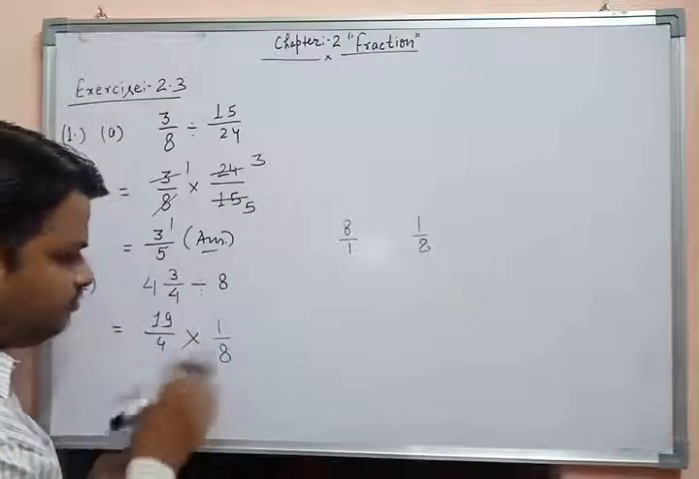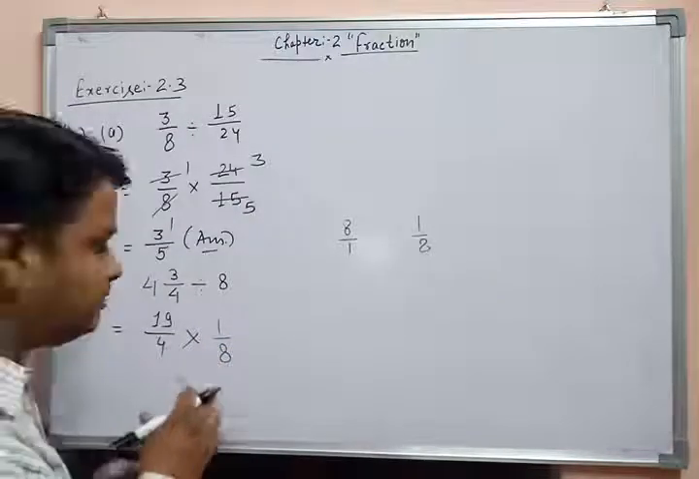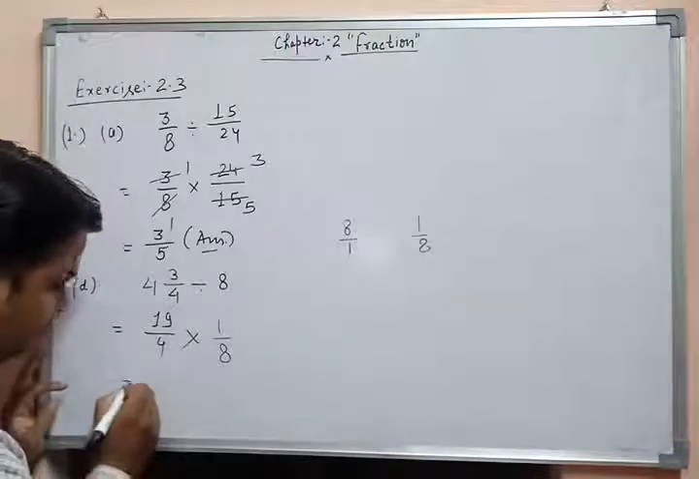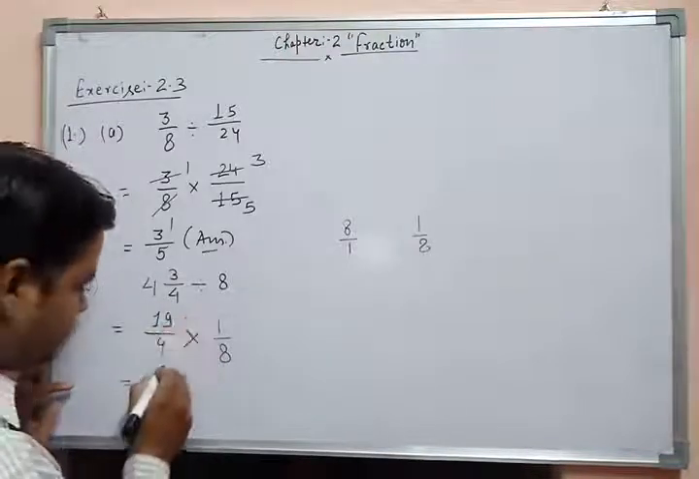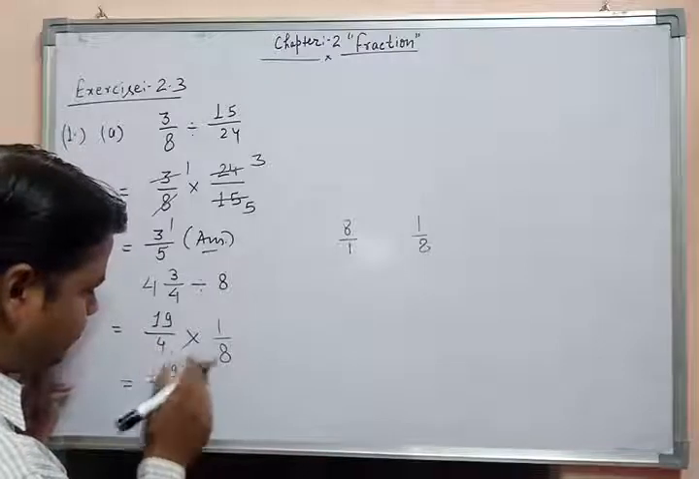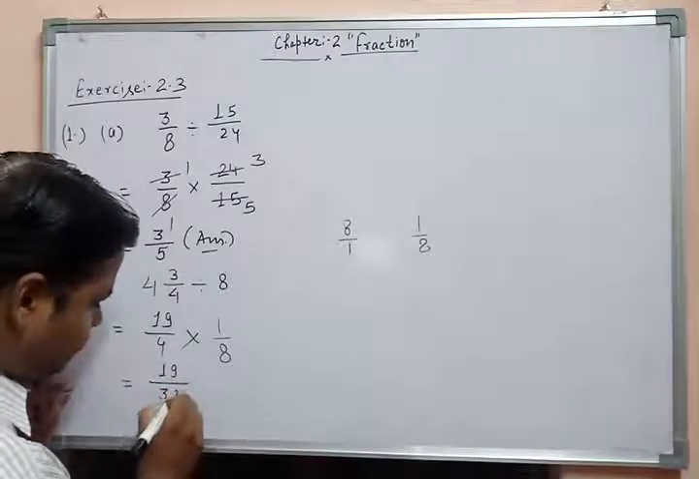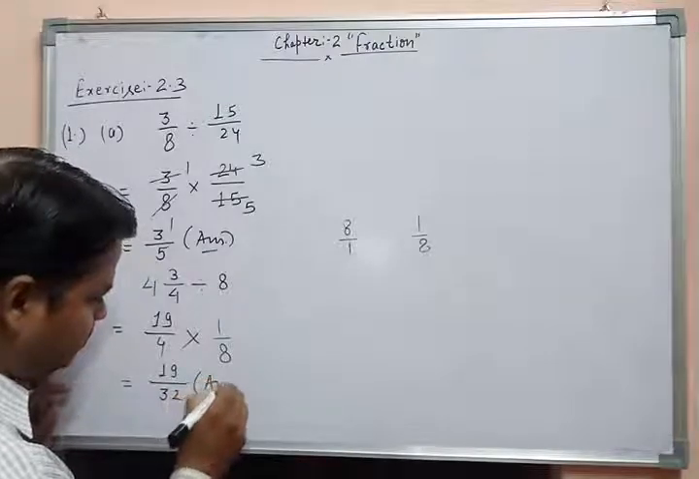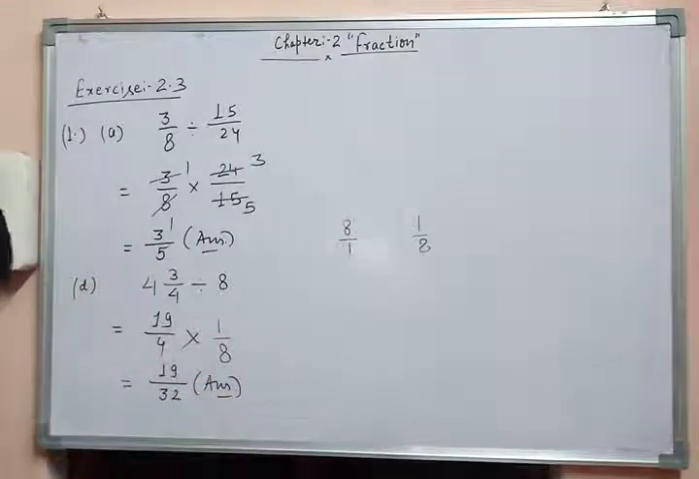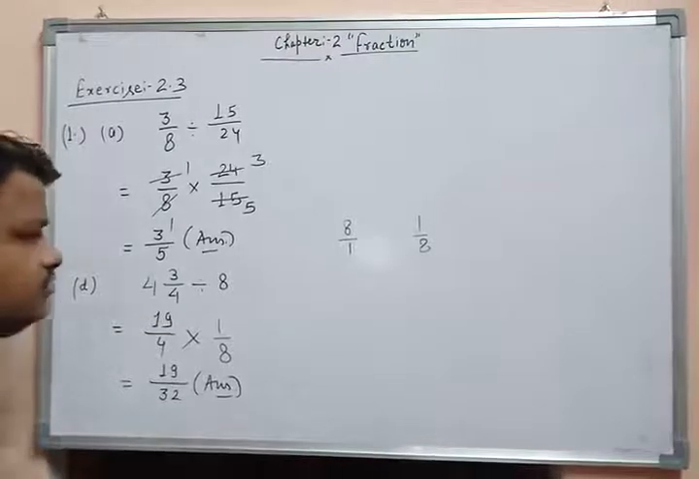Now there are no numerator and denominator which cancel with each other, so you have to simply multiply the numerator by numerator and denominator by denominator. 4 8s are 32 and this is the answer. Very easy question.